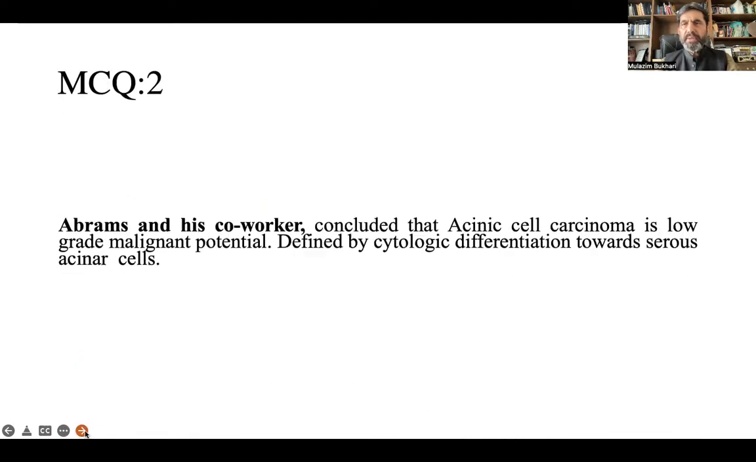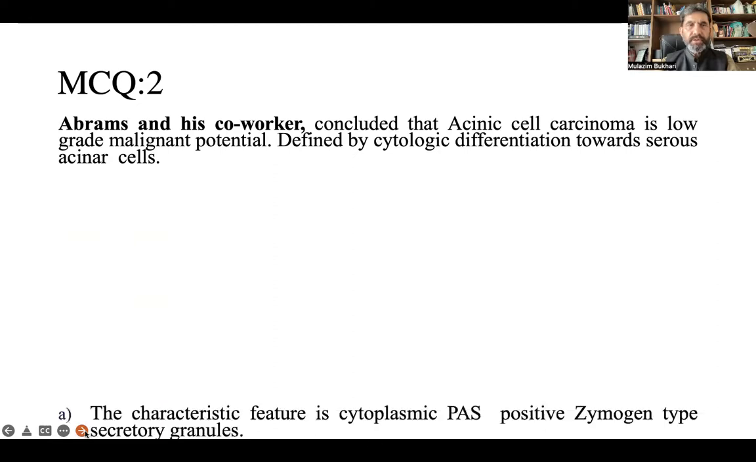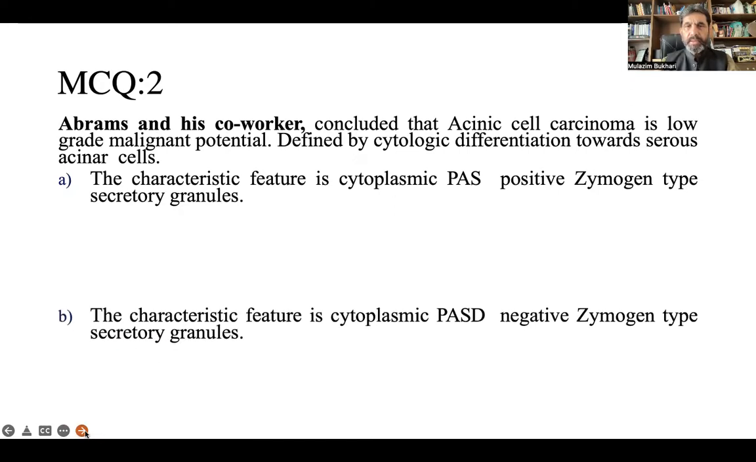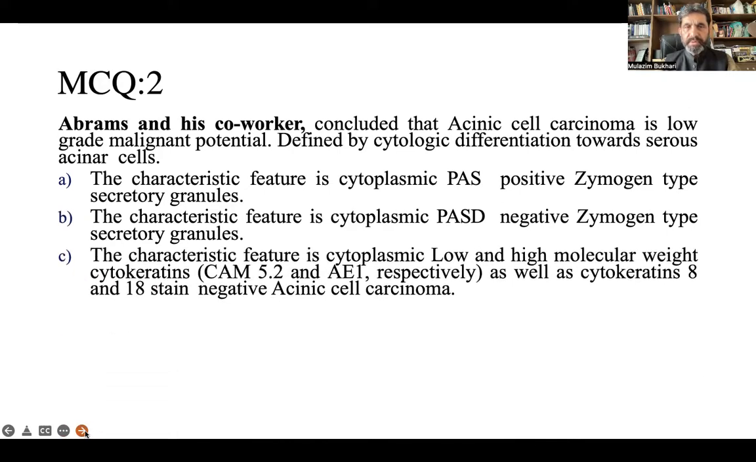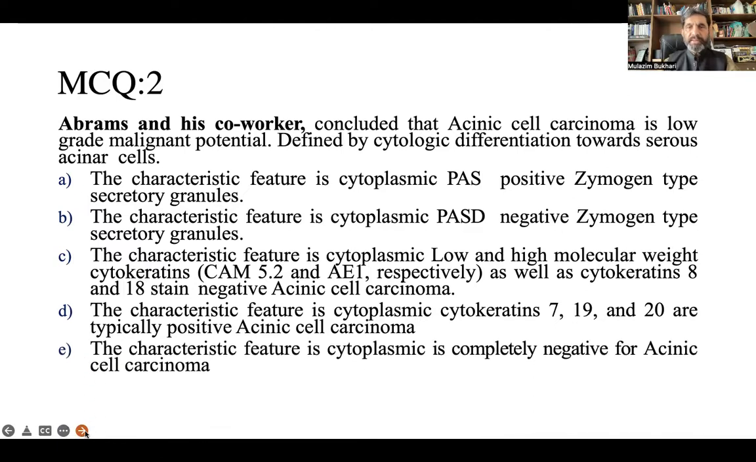That's another scenario. I advise the students to concentrate and listen to each slide carefully, because at the end of each slide there is a scenario and examination. This is the definition of cytoplasmic differentiation towards serous adenocarcinoma. These zymogenic granules are PAS positive. They may be PAS-D negative. They may be negative for low and high molecular weight cytokeratins, 8 and 18 especially. They may be positive for cytokeratin 7, 19, 20. And they may be negative for the features of cytoplasmic granules.